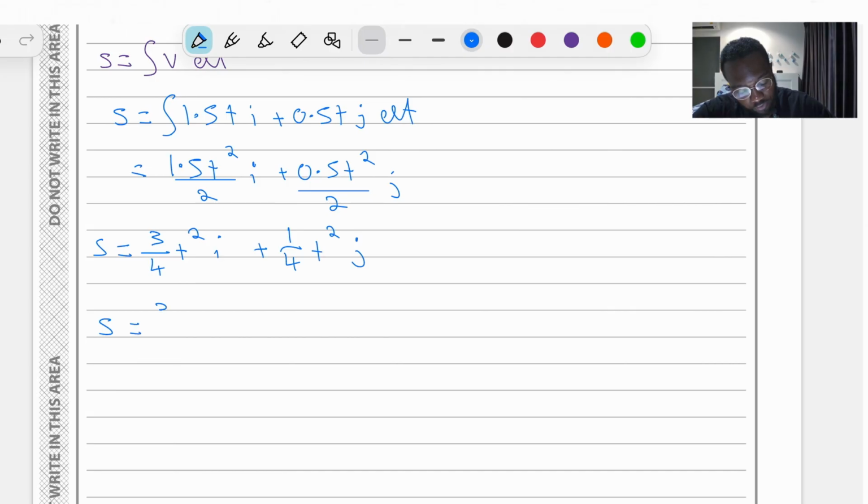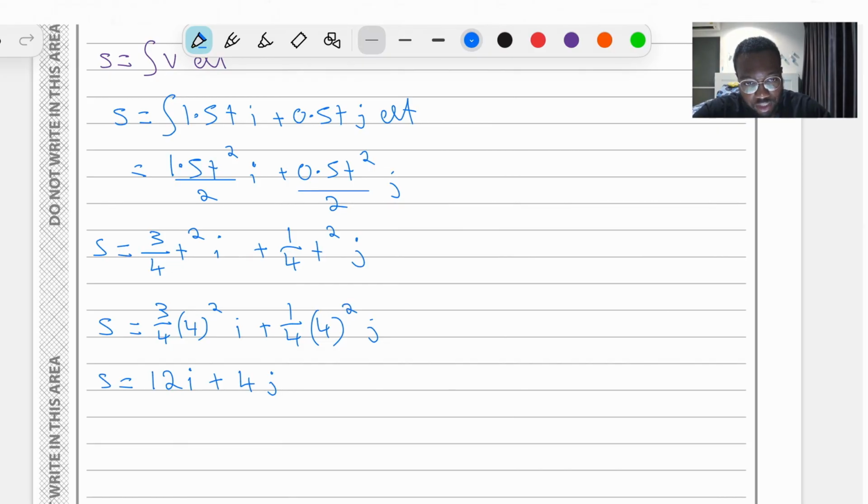So that'll be 3 over 4, 4 squared, i, plus 1 over 4, 4 squared, that's j. Therefore, if we work that out, you get 3 over 4 times 4 squared, that's 3 over 4 times 16, that's 48 over 4, that would be 12i. And then you have 1 over 4 times 4 squared, that's 1 over 4 times 16, that's 16 over 4, that'll give us 4j. So now s in vector form is 12i plus 4j.